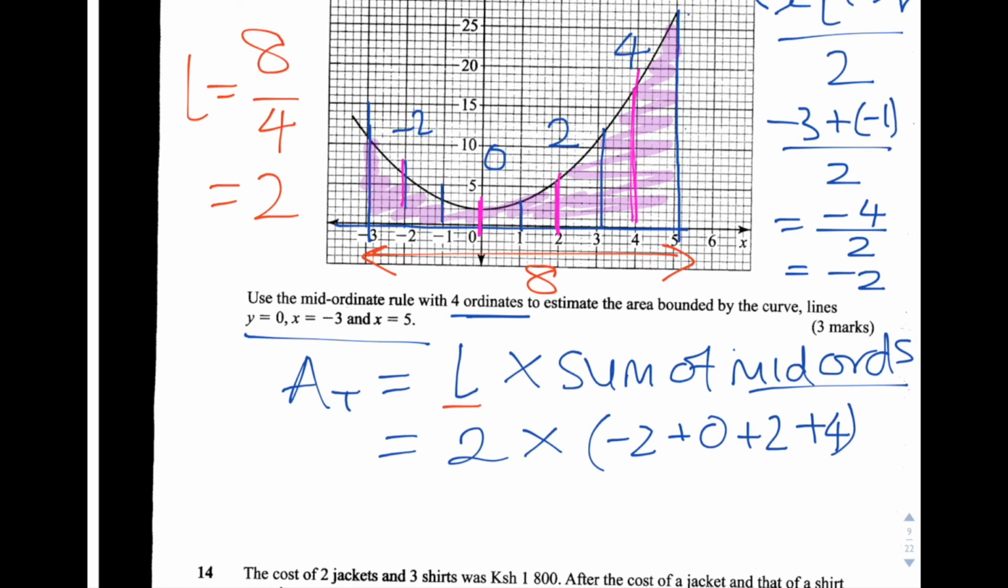The -2 and the 2 will cancel, and then we're just left with 4. So we get 2 times 4, which is equal to 8. The area of this shape that we're asked to find, that bounded by the curve, is 8 square units.